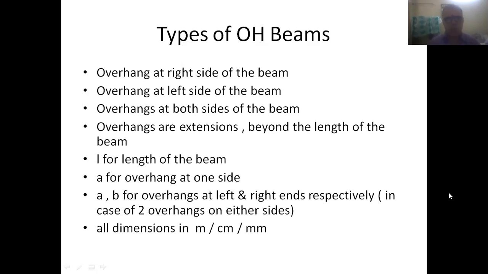So as a whole, overhanging beams are classified into three categories. First one with overhang at right side, second one with overhang at left side, and the last one with overhang at both the sides of the beam.